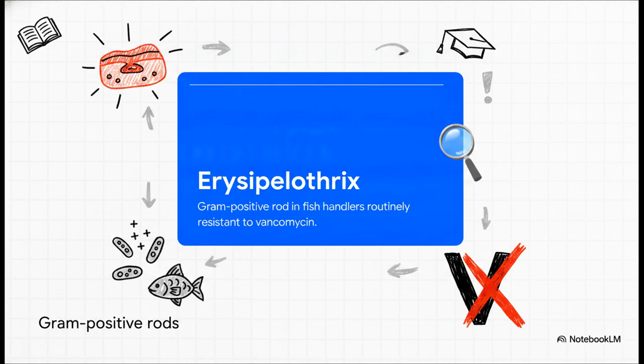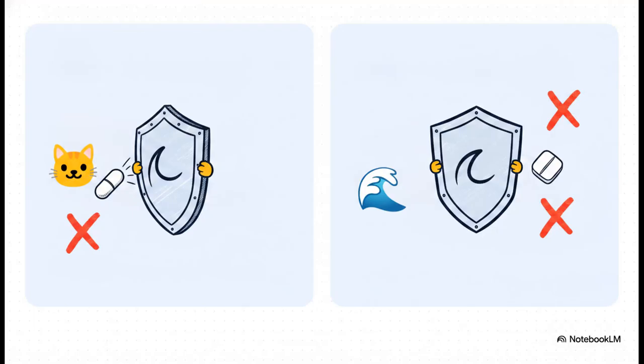tested on it. And while we're on the topic, you need to have these specific resistance patterns memorized cold so you don't confidently pick the wrong empirical antibiotic. Pasteurella is highly resistant to your standard anti-staph penicillins, things like dicloxacillin and nafcillin. You've got to use amoxicillin clavulanate instead. Aeromonas, our freshwater friend, is famously resistant to ampicillin. Knowing what not to prescribe is just as crucial as knowing what to prescribe.